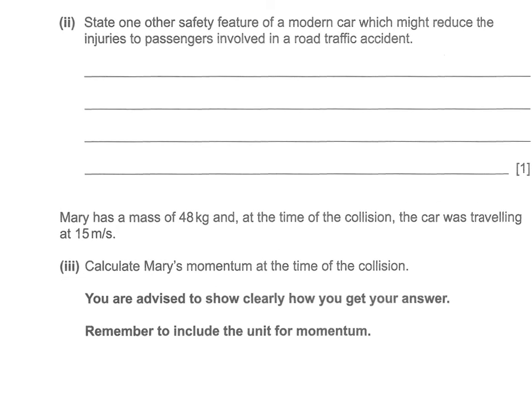State one other safety feature of a modern car which might reduce the injuries to passengers involved in a road traffic accident. So you're looking at things there like front crumple zones on the bonnet, things like airbags that might also help to reduce injuries by basically extending the time of the collision and reducing the forces.